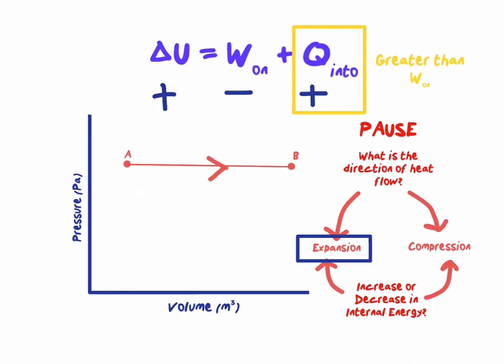So if we think about what this means, during an expansion, I ended up having to put more heat into the system than I got in terms of the quantity of work done. So for this rightward pointing isobaric expansion, the heat that I put in exceeded the amount of work done, and therefore I have a positive change in internal energy.